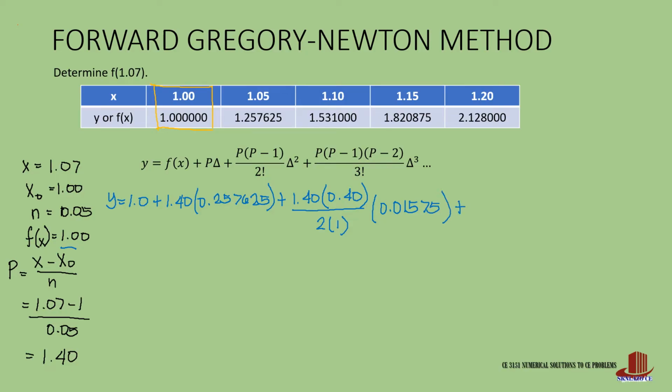Then do the same for the third term. So p is 1.4. 1.4 minus 1 is positive 0.4. And 1.4 minus 2 would be negative 0.6. Everything would be divided by 3 factorial, or that's 3 times 2 times 1. And don't forget delta cube given as 0.00075.